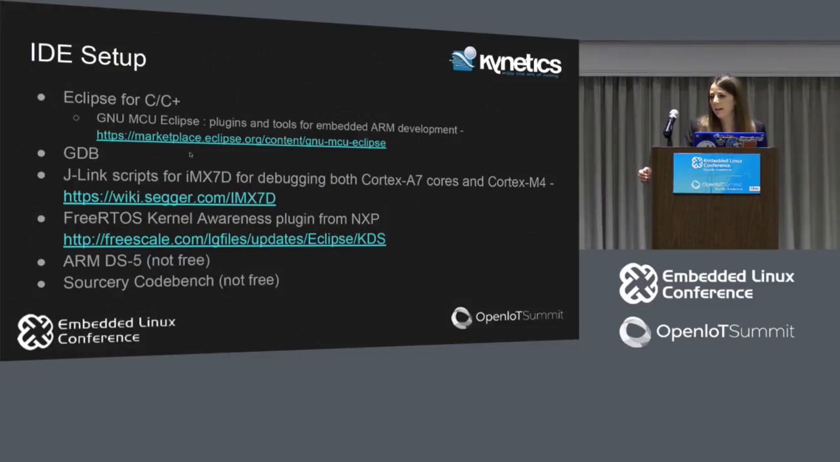I was using a J-Link Segger debugger, so I needed this set of tools, which are the GNU MCU Eclipse plugins, to add support for my probe. Then, of course, you will need GDB. If you're using a J-Link debugger, you will need J-Link scripts to debug both the Cortex-A7 core and the Cortex-M4 simultaneously. I also use the FreeRTOS kernel awareness plugin from NXP, which is the only thing that's not open source, but it's really useful to debug FreeRTOS applications. You can see the status of your tasks, stack usage, heap usage, and everything that's useful for this kind of debugging.